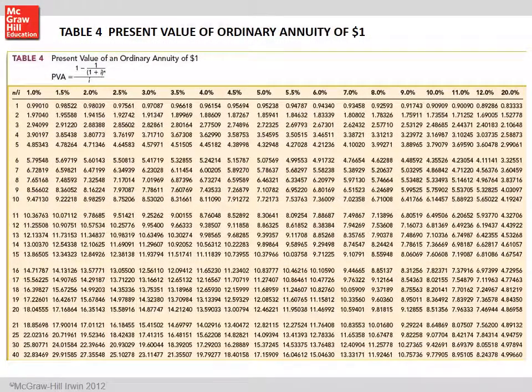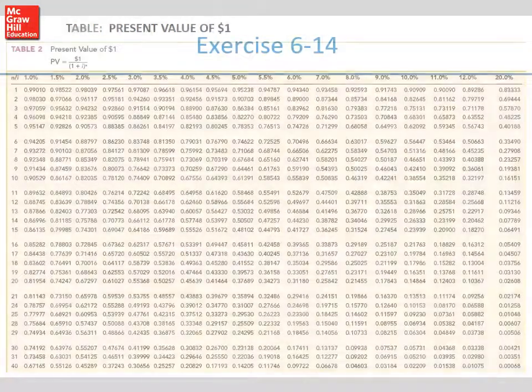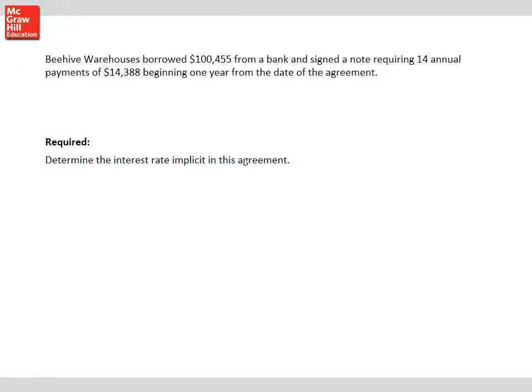So we use both more complex time value of money. Beehive Warehouses borrowed $100,455 from a bank and signed a note requiring 14 annual payments of $14,388 beginning 1 year from the date of the agreement. What is the interest rate in this agreement?